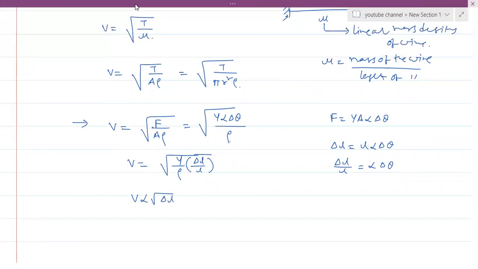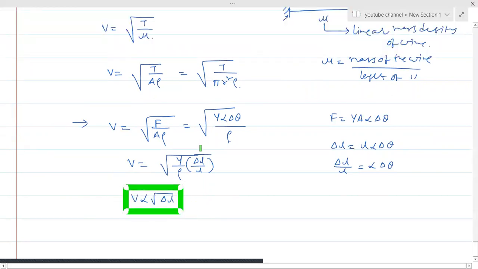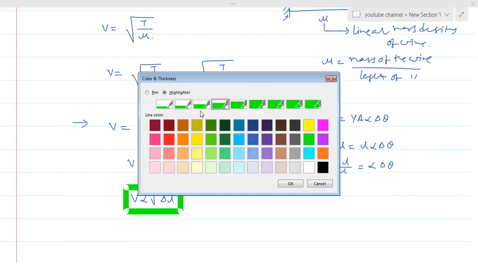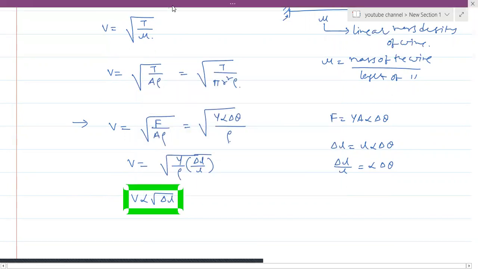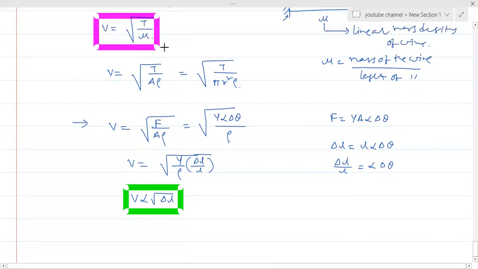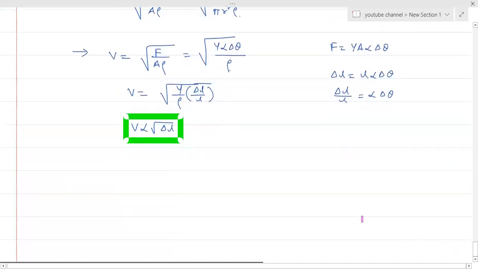So all these are very famous discussions. V is proportional to root delta L. So actually, these are very important. These are very, very important. We need to understand. So this is V equal to root of T by mu. And every formula is famous here. So we need to memorize all.